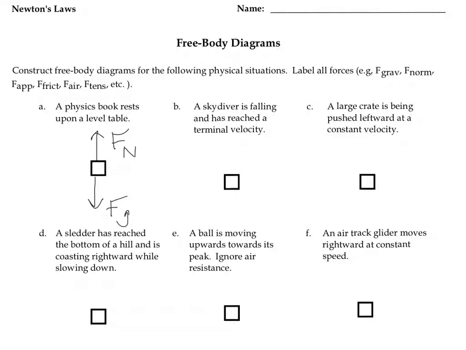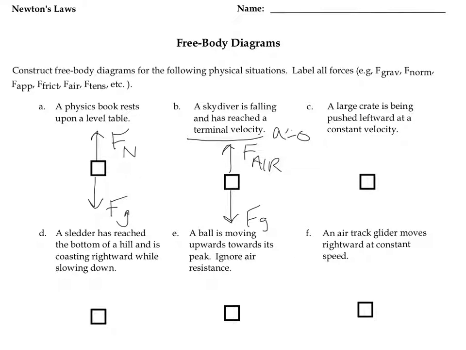If you look at letter B, it says a skydiver falling has reached terminal velocity. Well, if you're a skydiver, we know that there's definitely a force of gravity. And since you're reaching terminal velocity, that means that you have no acceleration. What it really means is that the air resistance pushing back up on your body is going to be equal to the force of gravity pulling you down. And we're going to look at that when we talk about skydiving a little bit more.